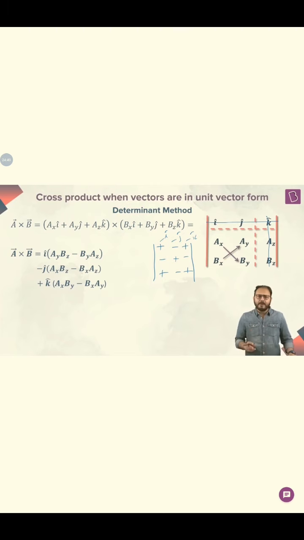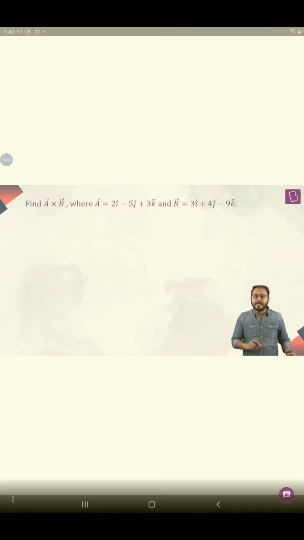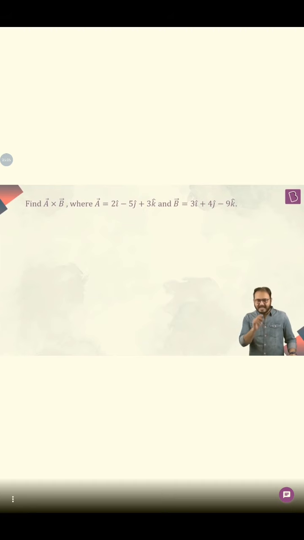Understood? How about I apply this for you and teach you how to cement it. I want to solidify this in your head. 2i, minus 5j, 3k, and 3i, 4j, minus 9k. Now is the turn for the determinant method. Alright. Step 1: create the determinant.